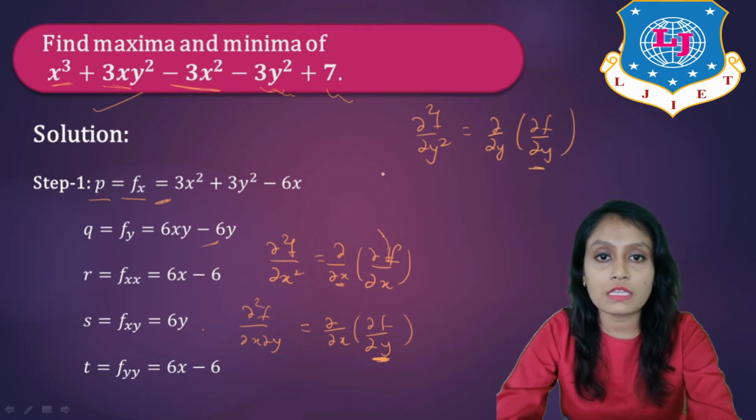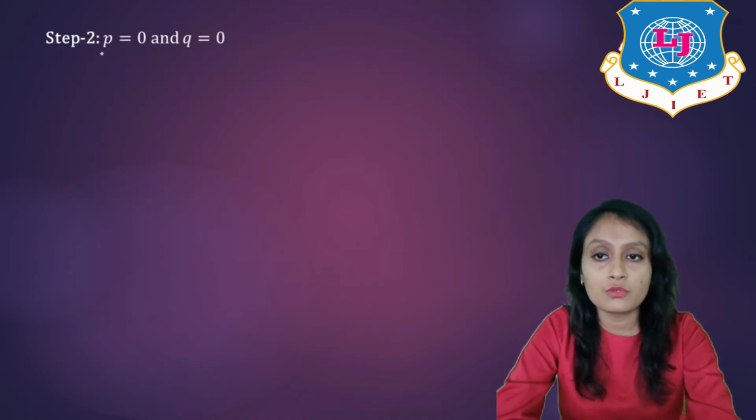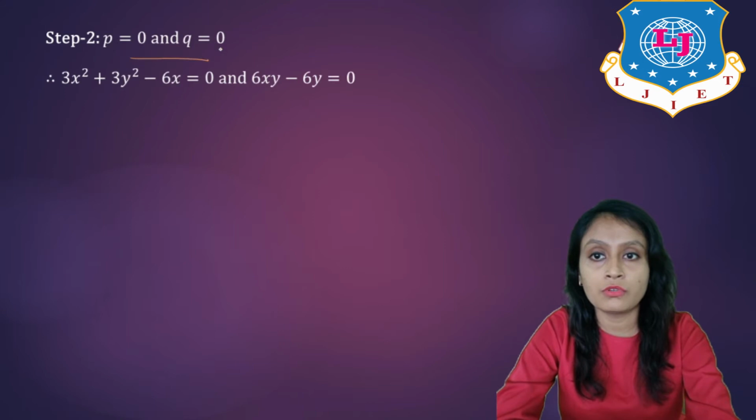Okay, so you have this answer of del f by del y, this fy. Differentiate this with respect to y. So you will get the answer as 6x minus 6. Next, step 2 is to find p is equal to 0 and q is equal to 0. We have to take this. Just take both equal to 0.